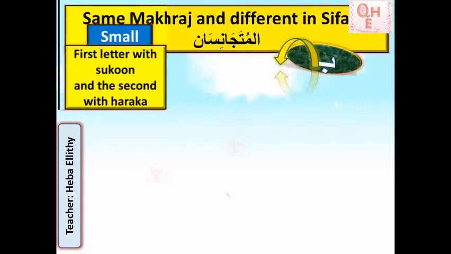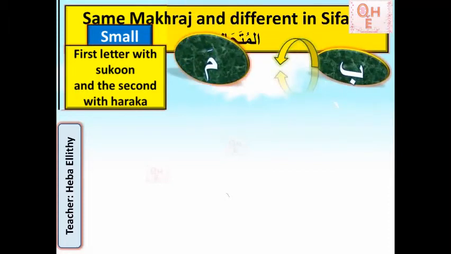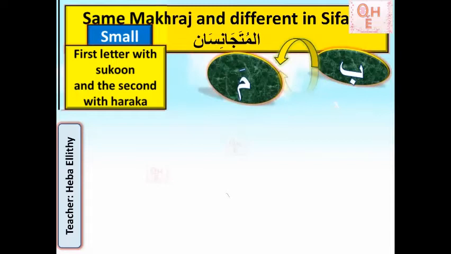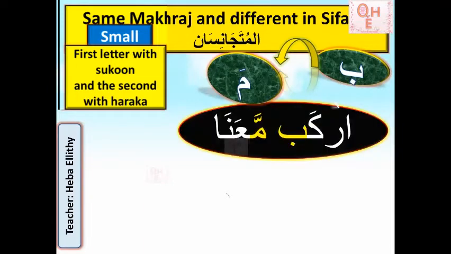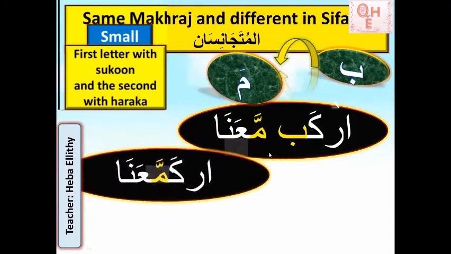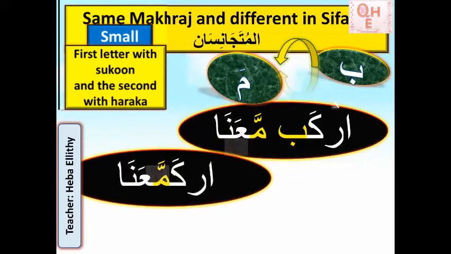Let's see if we have ba followed by mim, for example. I have ba sakina and the mim followed by haraka, and there is only one word in Hafs's way in total, which is irkab ma'ana. If I look here, I will find the ba sakina and the mim is with fatha, and this shadda means we merge, or we make idgham between ba and the mim. That's why when we read it, irkab ma'ana, there is no ba at all.